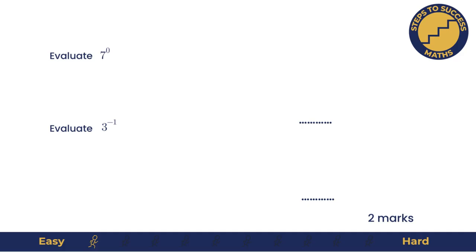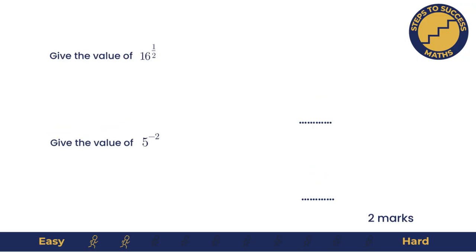Evaluate 7 to the power of 0. Well, anything to the power of 0 is always 1. Evaluate 3 to the negative 1. The negative 1 means it's a reciprocal, and reciprocal means flip the fraction. So this is going to be 1 over 3, 1/3.